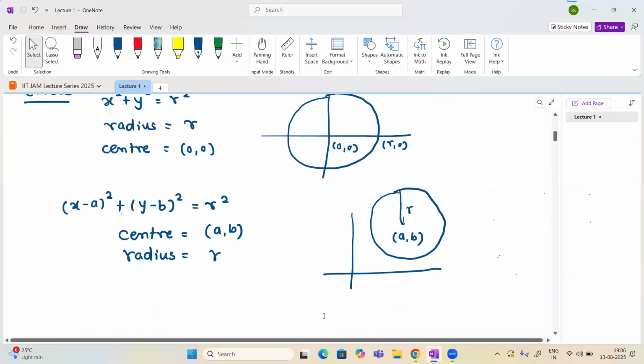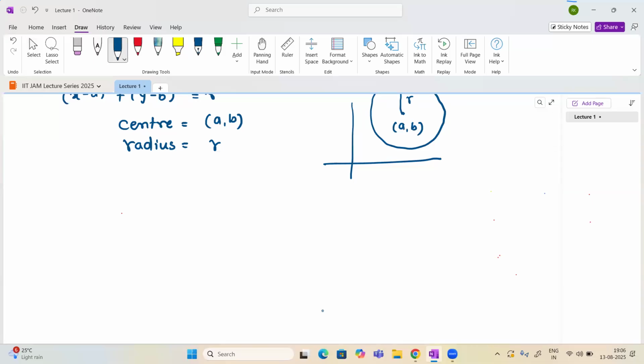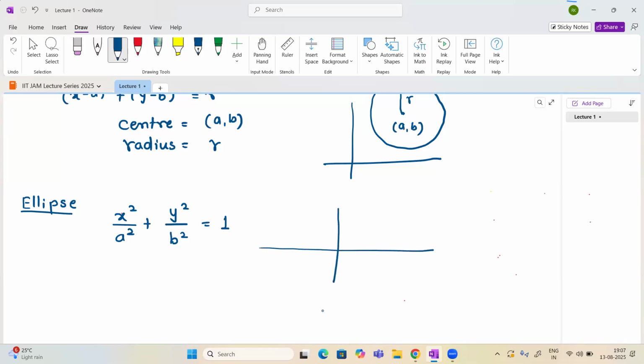Next standard curve is the ellipse. So what is the standard equation of an ellipse? x square by a square plus y square by b square is equal to 1, right? So the x-intercept of this ellipse is a and minus a, and the y-intercept is b and minus b. So we'll get this kind of ellipse.